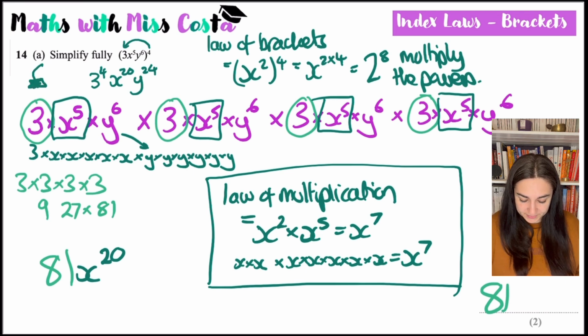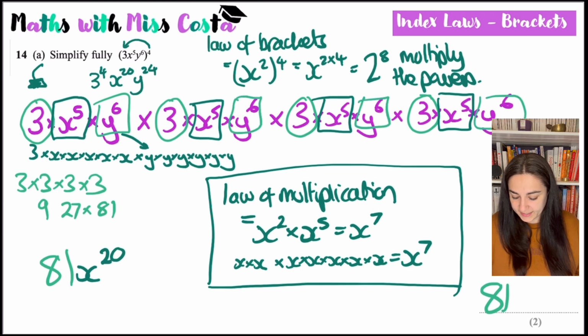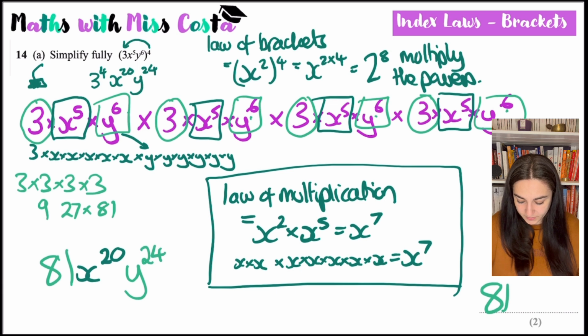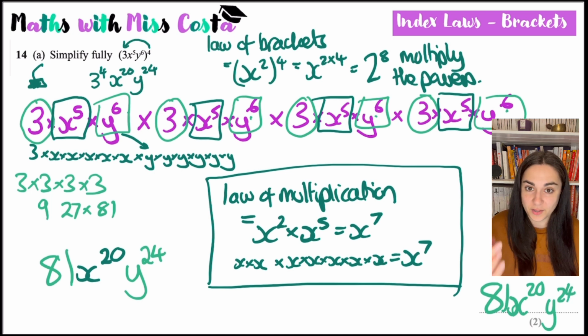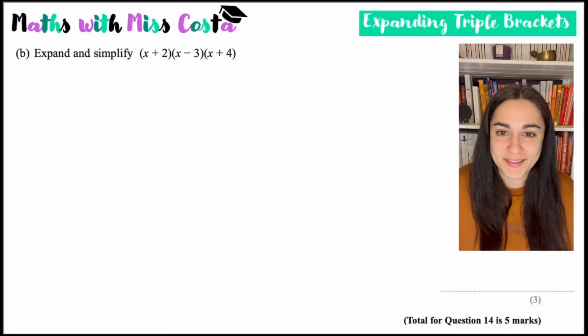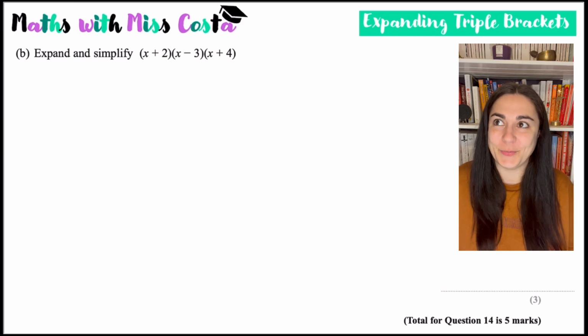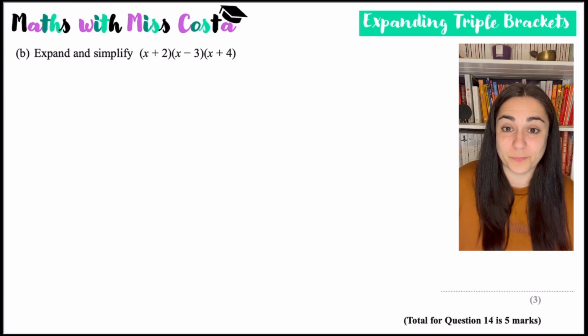But anyway, let's finish this off. So we've got y to the power of 6 times y to the 6, y to the 6. So 6 plus 6 plus 6 plus 6 is 24. Okay, so I've done a few ways that you can do this. Obviously, the quickest way is the law of brackets, but just remember, be mindful that you're also doing 3 to the power of 4.